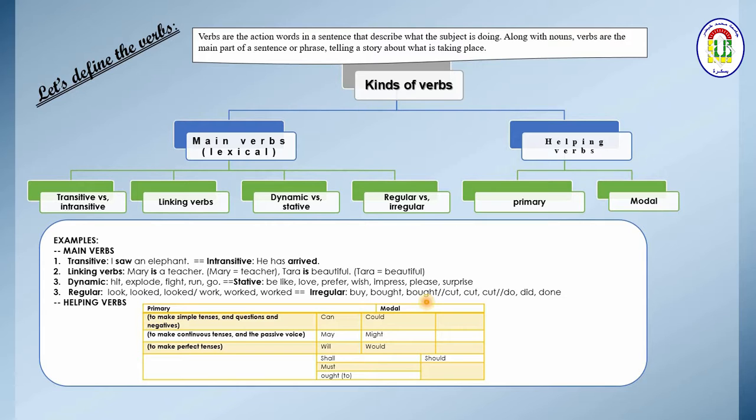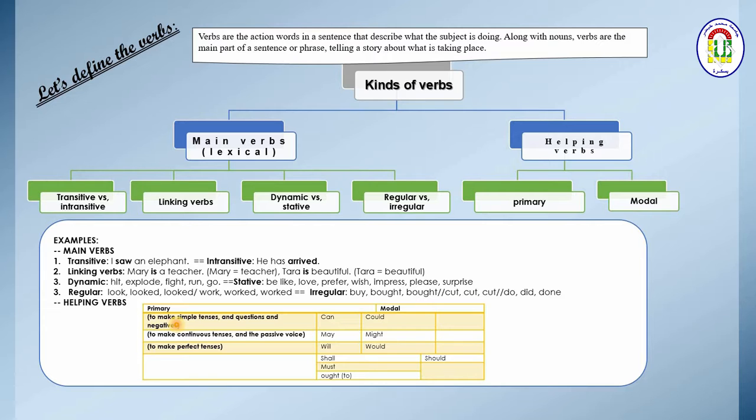So here we have the helping verbs. We have seen the main verbs. Now we are going to see the helping verbs. The helping verbs, we have the primary and we have the modal. So the primary helping verbs are used to make simple tenses and questions and negatives. So these are normally related to the verb to do.